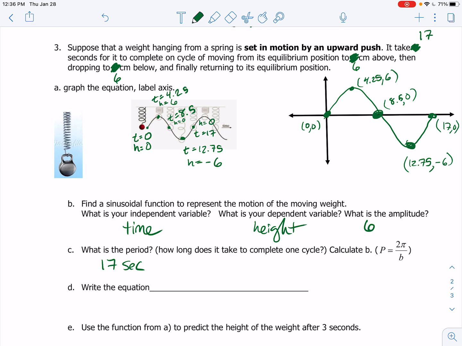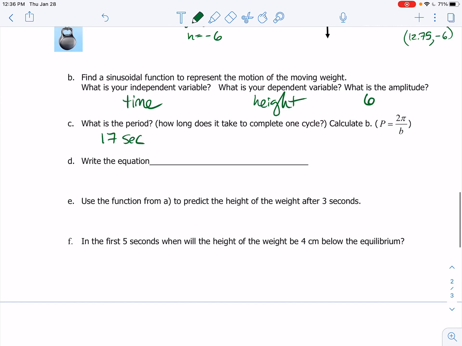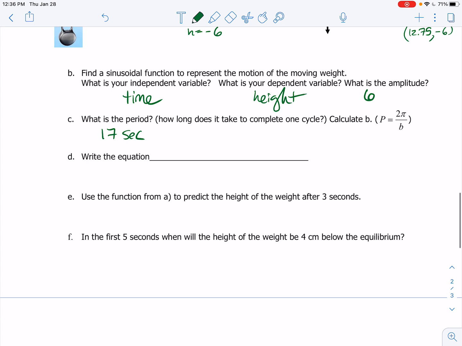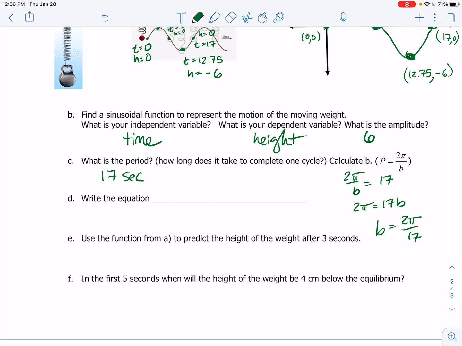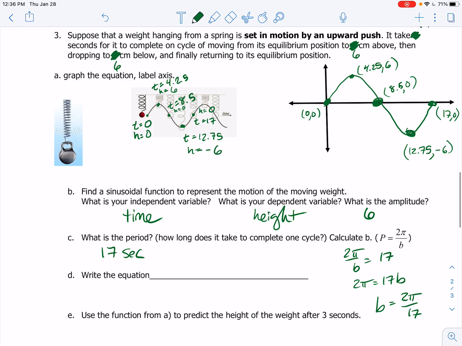And so then we need to find b. So 2 pi over b equals 17. So that means 2 pi equals 17b, which means that b is equal to 2 pi over 17. Yes, that's gross, but better to do the gross example in the video rather than leave it to you on your own. Okay, so what I see here is a sine curve.